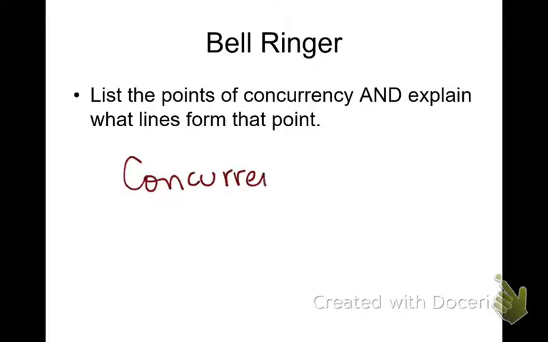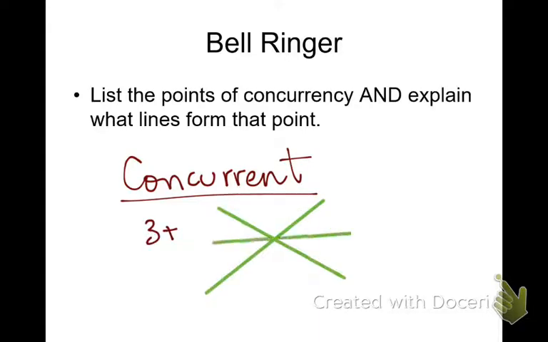Concurrent. It means 3 or more lines all intersecting at one point, and that point is called the point of concurrency. So that's all we've been doing in sections 6.2 and 6.3. So if you don't remember, go ahead and look back at those notes. We did fill them out yesterday as well. If at any point in time this is too fast for you, always feel free to pause.